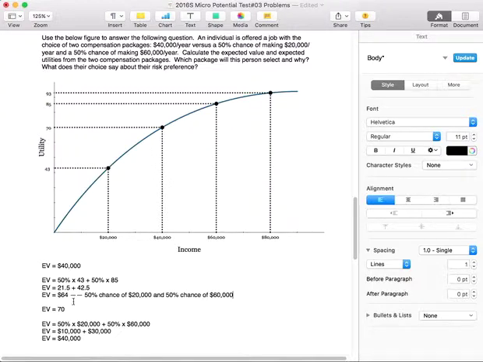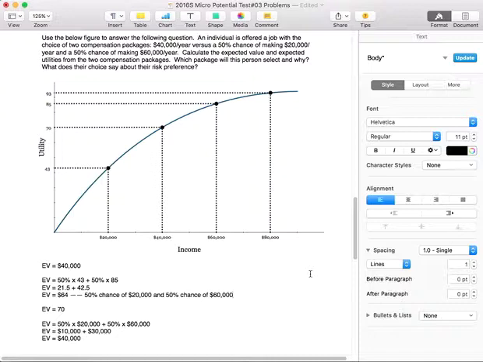So the expected utility of that is equal to 64, while the utility associated with the guaranteed salary of 40 is going to be equal to 70. So because the expected utility of the guaranteed 40,000 in income is higher than the expected utility when there's probabilities associated with the outcome, this individual will select the guaranteed salary of $40,000.